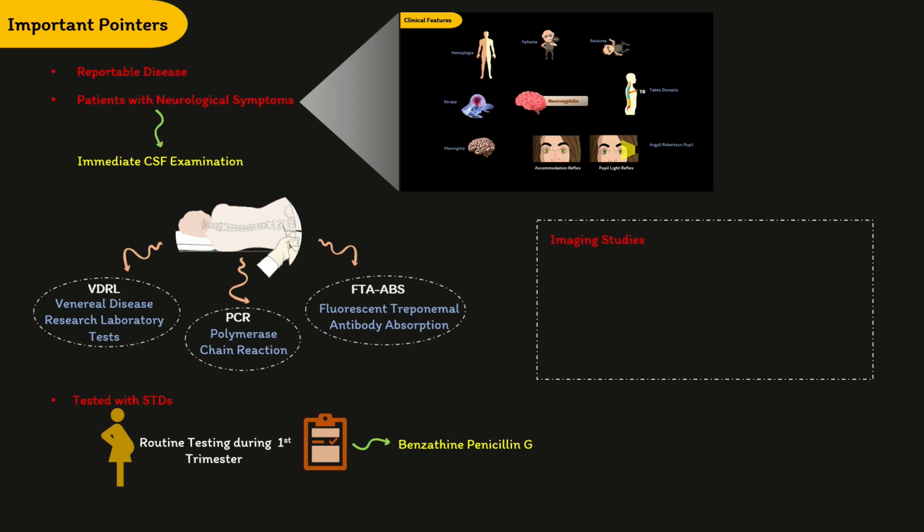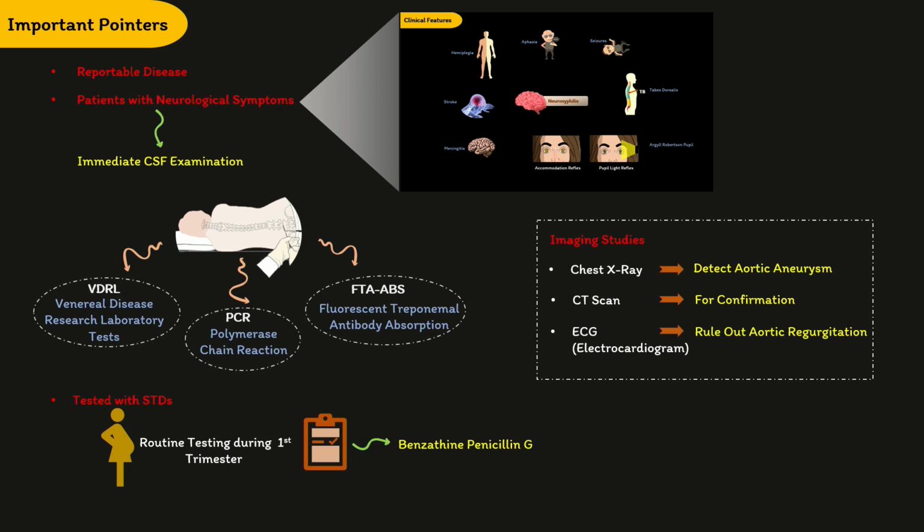Fourth, imaging studies depend on the organ involved. A chest X-ray may be the first clue to the presence of an aortic aneurysm. A CT scan can confirm this. An echocardiogram is needed to rule out aortic regurgitation.